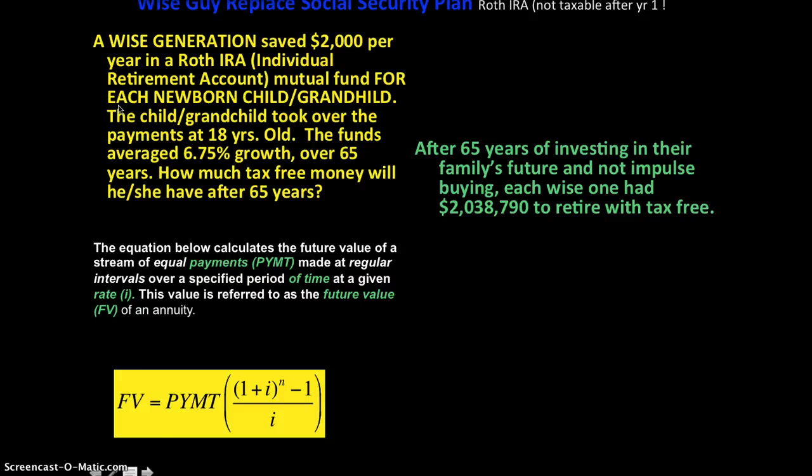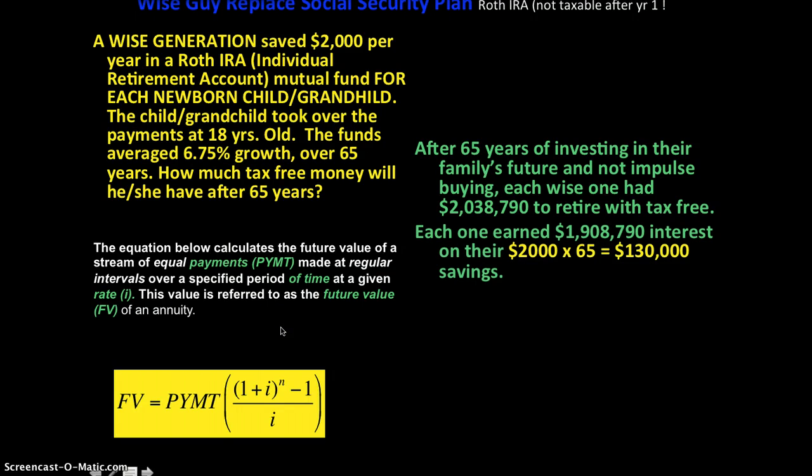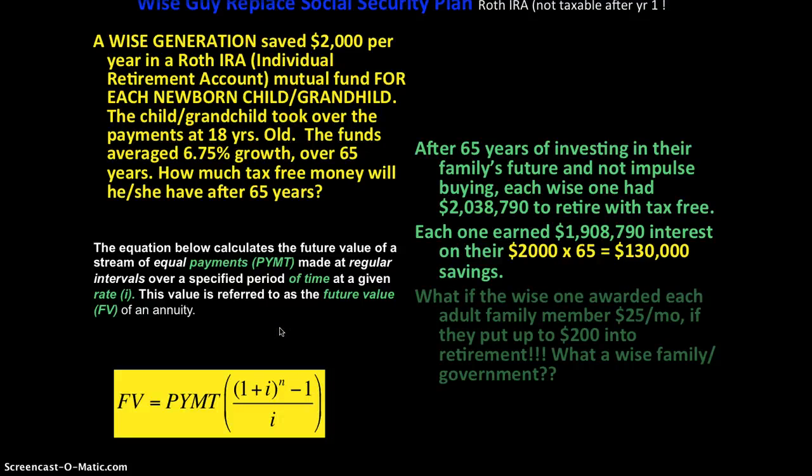Yes, again, I checked my figures. It's $2,038,790 to retire with, and get this, tax-free. How could that happen? Plug it into the formula and find out. This is truly the wise guy's way to replace Social Security. Social Security could drop off the cliff, and a wise person would have prepared for it.